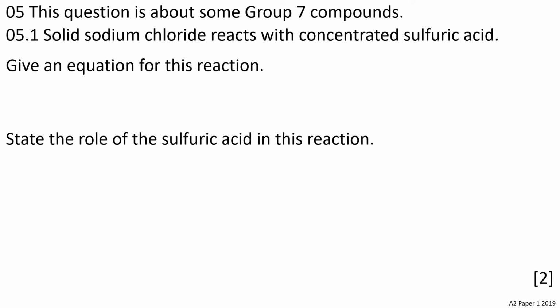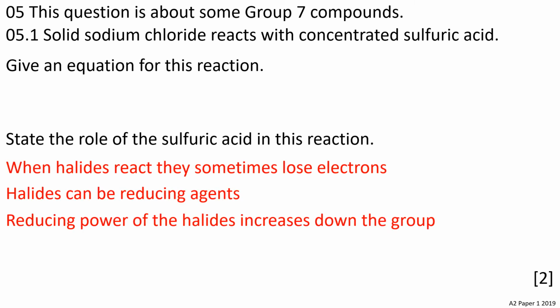So let's turn our focus to halides now rather than halogens. When halides react, they sometimes lose electrons, and how many electrons they lose is about how powerful they are as reducing agents. So halides can be reducing agents, and the reducing power of the halides increases down the group. Now for AQA, what you need to be able to do is compare chloride, bromide and iodide in terms of the reducing power or reducing potential in their reactions with concentrated sulfuric acid, and that's what we've got here.